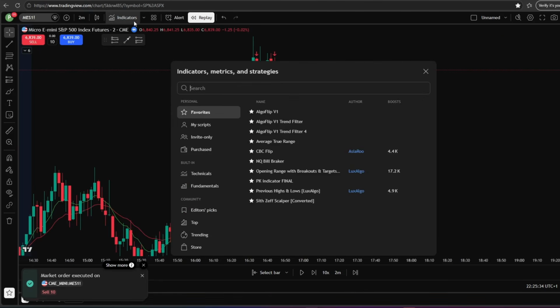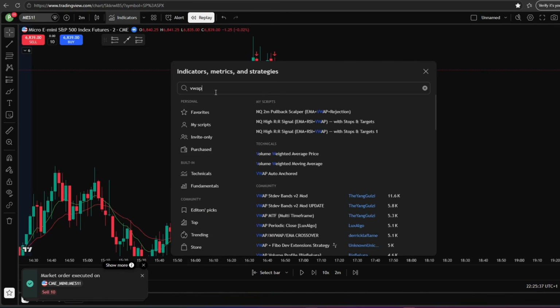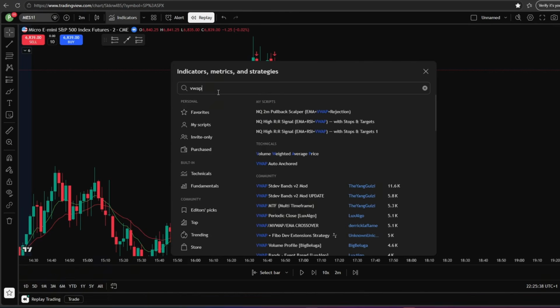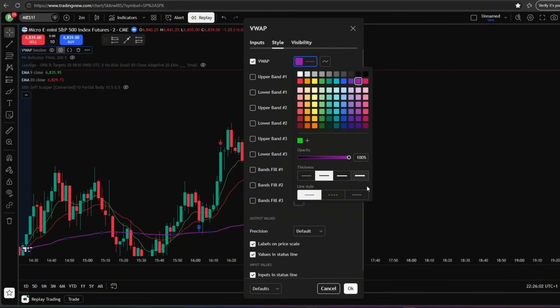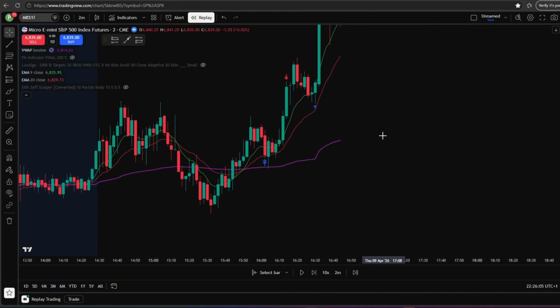First things first, I'm going to show you the secondary indicators I use and exactly why you should be using them too. The first one is volume-weighted average price. I just call it VWAP. Go ahead and add that to your chart and change the color to purple to keep your visuals clean.